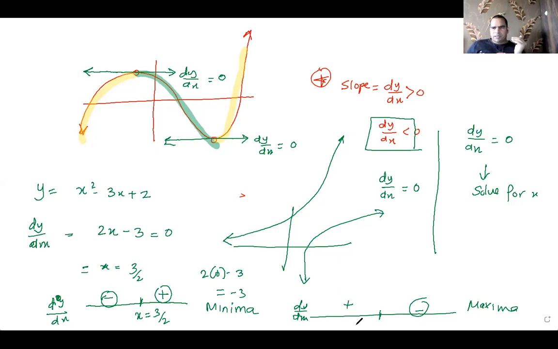Now, to get the minimum value, you're going to plug this x coordinate, 3/2, in here. So if I plug in x as 3/2, it'll be 3/2 squared minus 3 times 3/2 plus 2. And this is going to be the minimum y value for the given function. Obviously you can calculate this, I'm not going to calculate it.